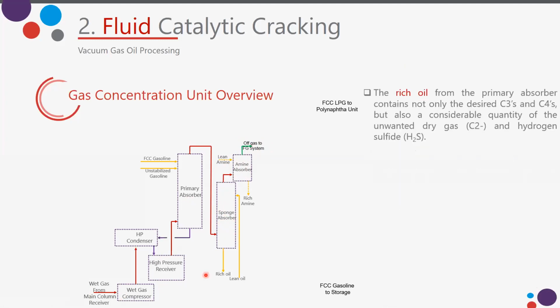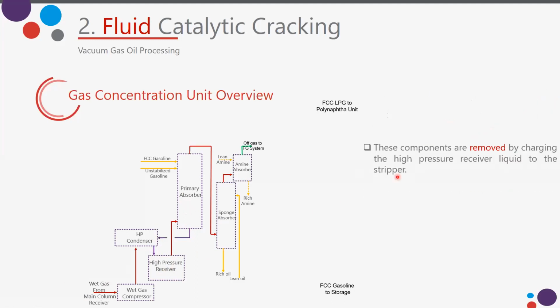The rich oil from the primary absorber contains not only the desired C3 and C4, but also some lights and some H2S. So we are now talking about this stream, the liquid from the primary absorber. It contains our final product, but also some lights and some H2S. So it will go to this high pressure receiver.